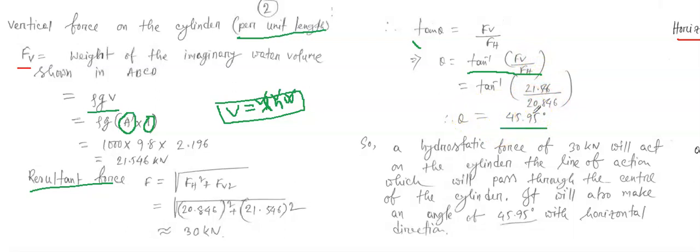So which means we got a resultant hydrostatic force of 30 kilonewton. It will act on the cylinder along a line of action which will pass through the center of the cylinder. So it will go through the center of the cylinder and it will create a 45.95 degree angle with the horizontal direction, right? So a hydrostatic force of 30 kilonewton will act through the center of the cylinder and create a 45.95 degree angle with the horizontal.